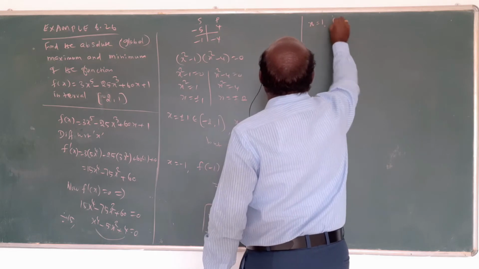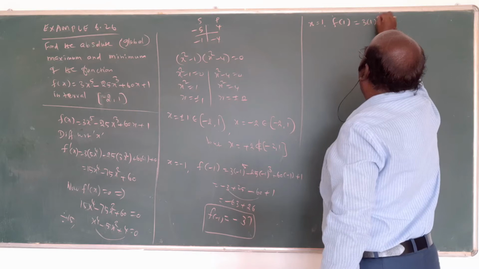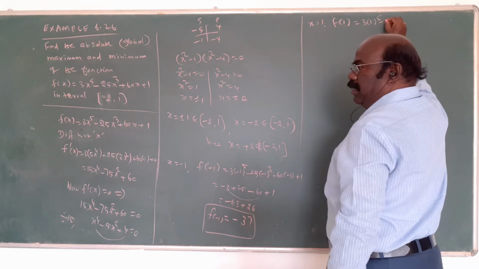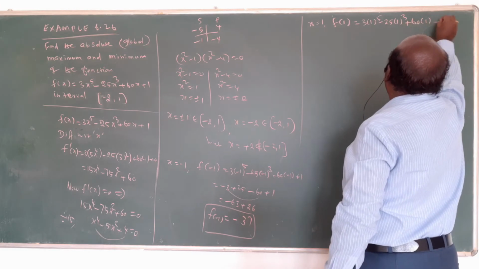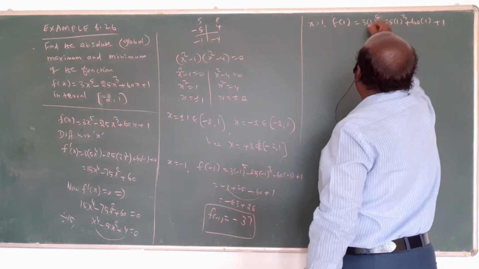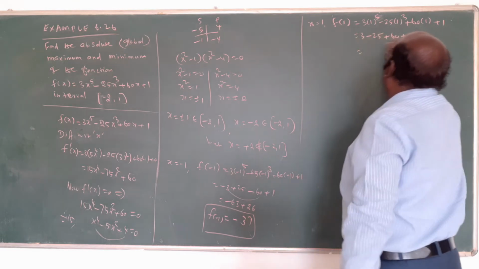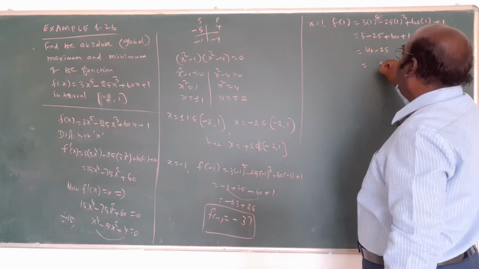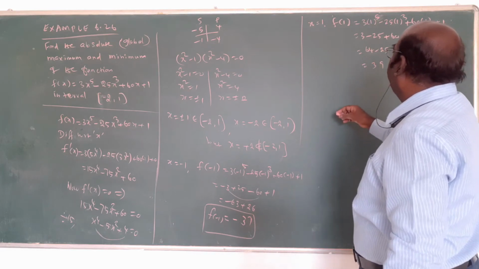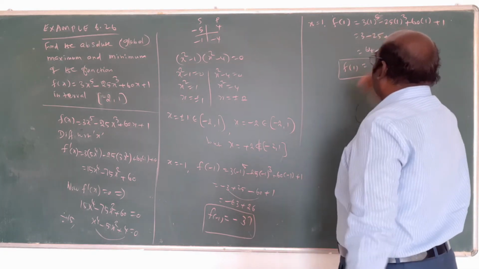When x equal to 1, f of 1 is equal to 3 into 1 power 5 minus 25 into 1 power 3 plus 60 into 1 plus 1. That is 3 minus 25 plus 60 plus 1. Now what is the value? 64 minus 25 equals 39. Okay? Next answer.